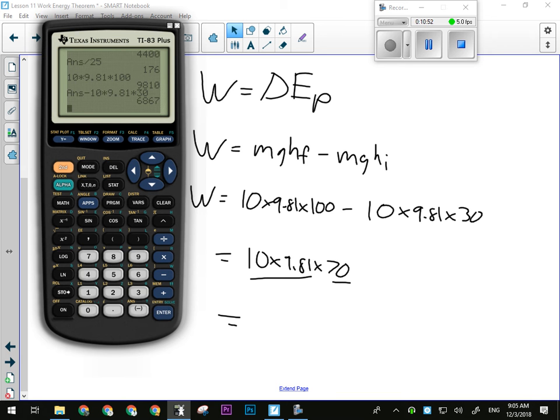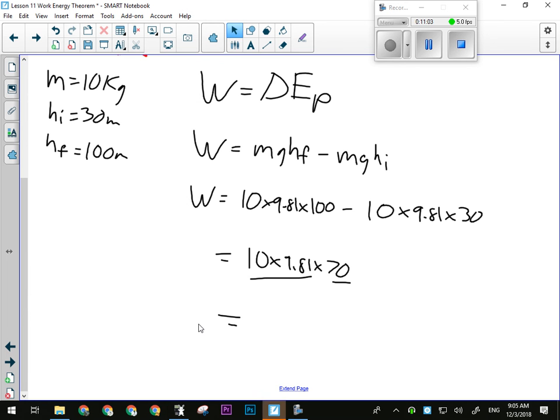All right, so this is going to require 6,867 joules worth of work, because that is how much more potential energy the package will have on the 10th floor.